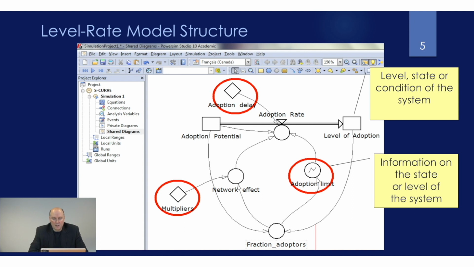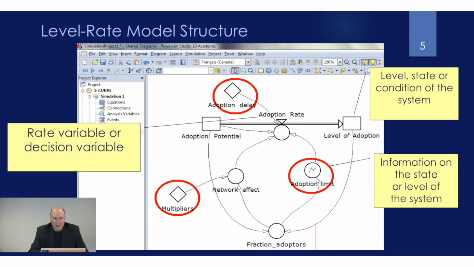Now, the adoption limit is information on the state or level of the system, and we're comparing that value with other values that go into the adoption rate in order for the system to make a decision. And the rate variable is the decision variable.